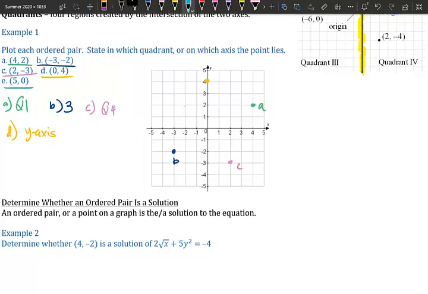And then our last one is 5, 0. So we go right 5. And we don't go up and down at all because y is 0. And that is our E point. Now that is not in a quadrant. We can see it's actually on the axis itself, and that is on the x-axis.